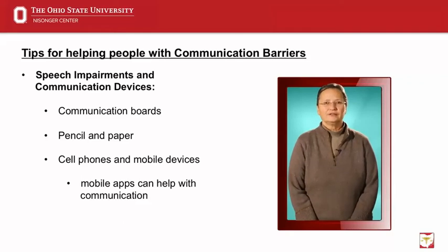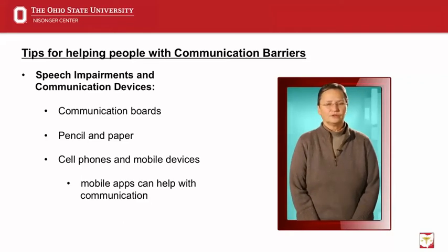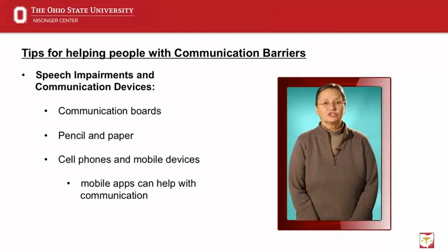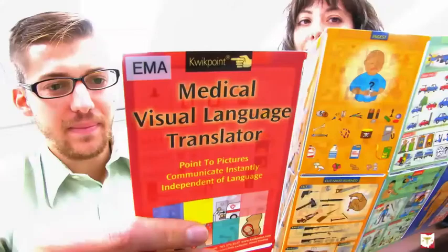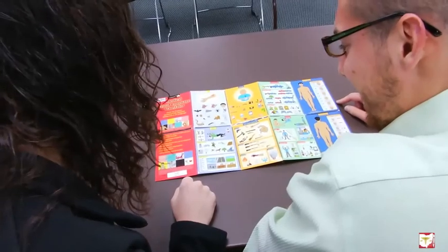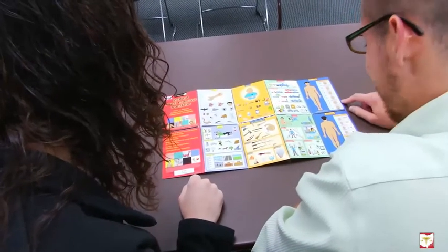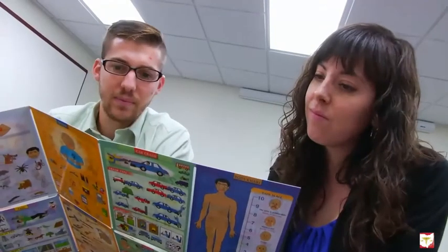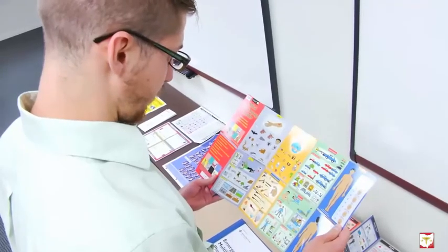Ask the person if he or she has a device that could help with communication. This may include a communication board or a mobile app. However, it is suggested that you stock your emergency response vehicles with various communication tools so they are available to you at all times. Communication boards are large laminated sheets with pictures that can be used to help facilitate communication. These are widely available online. Links to communication boards are provided at the end of this training.